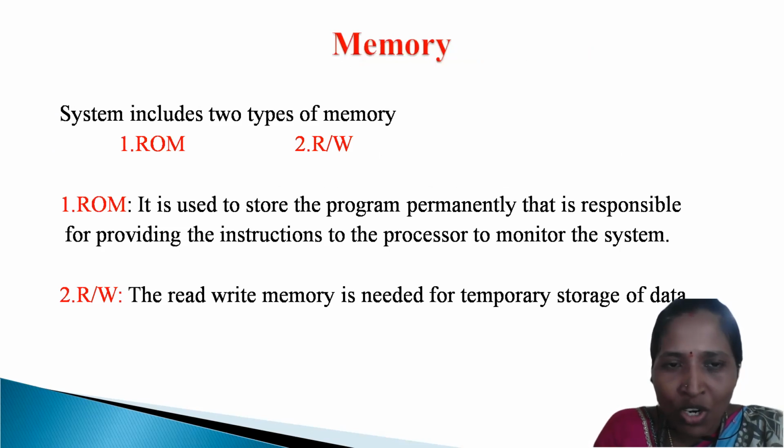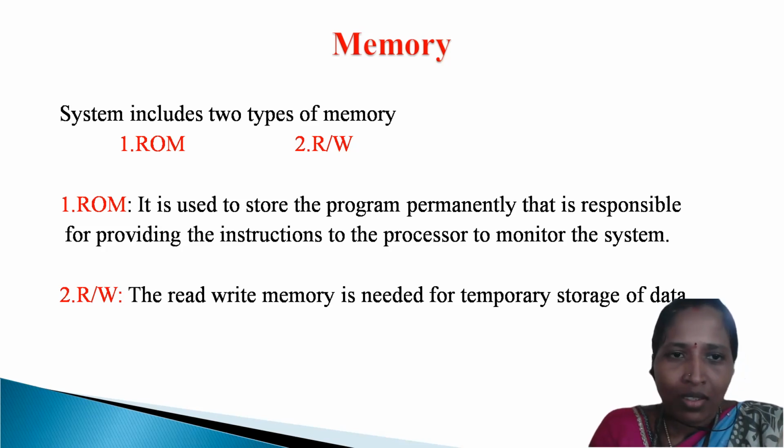Memory consists of two types: ROM and read/write memory. ROM is used to store the program permanently, which provides the instructions to the processor to monitor the system. It is permanent storage of data. Read/write memory is used to store data temporarily. It is needed for temporary storage of data. So here we are using two types, ROM and RAM. ROM is used for permanent storage, and read/write memory is used for temporary storage of data.